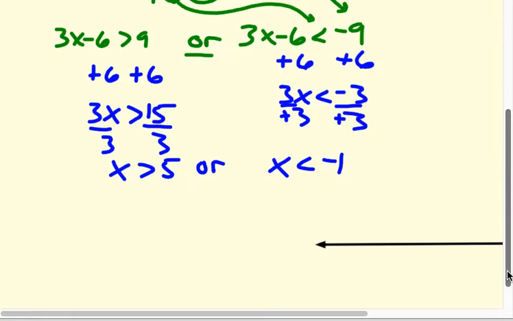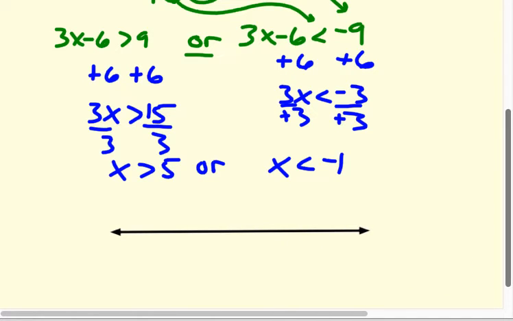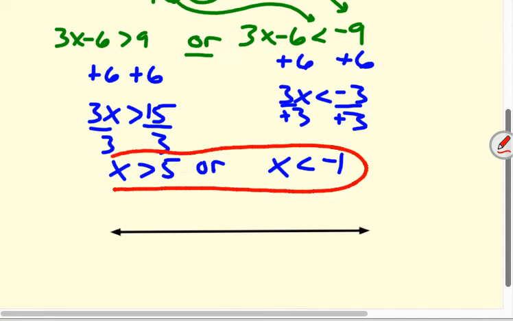Okay, here's the number line. It's an OR statement, so we're probably not going to be able to write my answer together as one big inequality. So we're going to leave it like this. Be careful. Here's 0, 1, 2, 3, 4, 5 on this side. Negative 1, 2, 3, 4. Negatives on the left side.